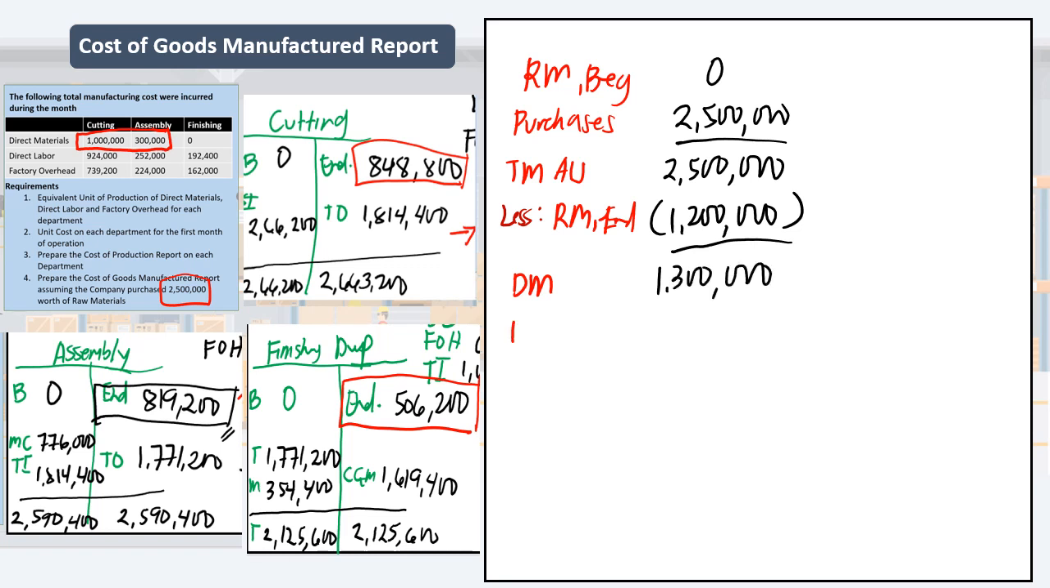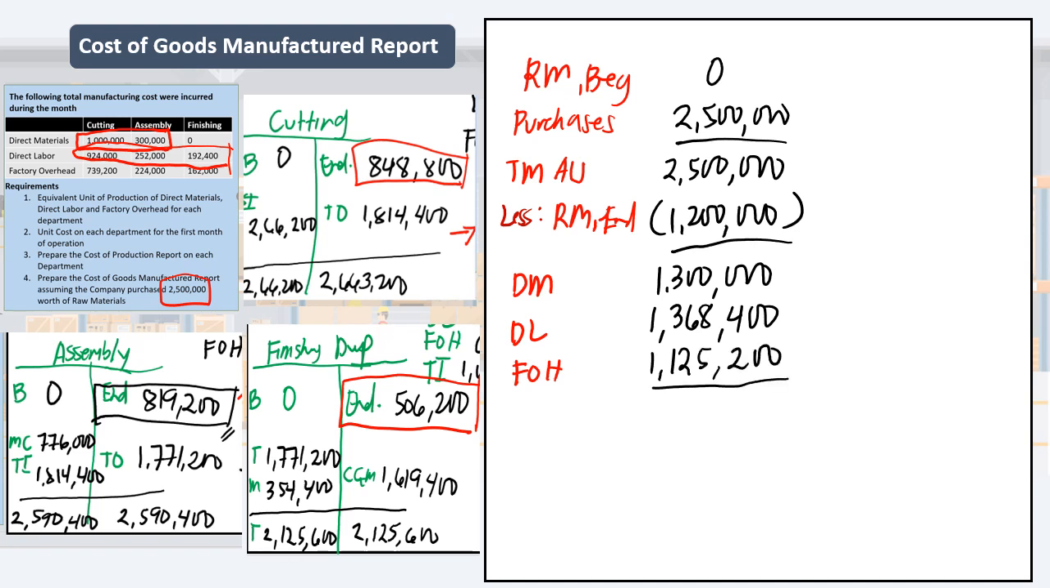Then we add the direct labor and the factory overhead across our 3 departments. Let's compute them one by one, starting with direct labor. We have 924,000 plus 252,000 plus 192,400, so our direct labor is 1,368,400. For factory overhead, we have 739,200 plus 224,000 plus 162,000. The total of that is 1,125,200.